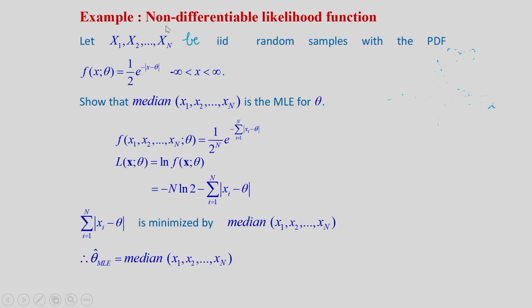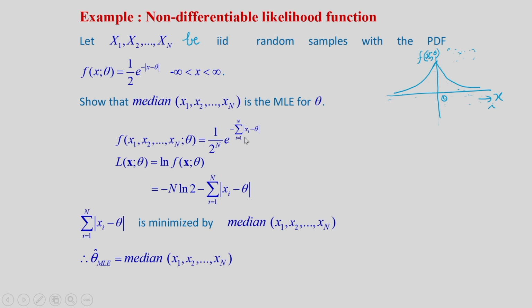In the third example, we will consider a non-differentiable likelihood function. Let x1, x2 up to xn be IID random variables with the PDF given by f(x; theta) is equal to half e to the power minus mod of x minus theta. So, this is symmetric about theta, and this distribution is known as the Laplace distribution. So, this is the PDF. So, it will be distributed like this. Compared to Gaussian, it will have a longer tail and its mean value is at theta. Now, for this distribution, we will show that median of x1, x2 up to xn is the MLE for theta.